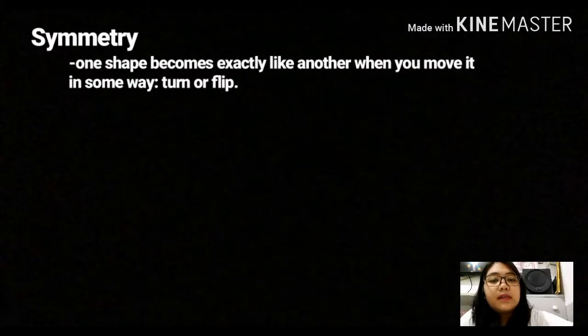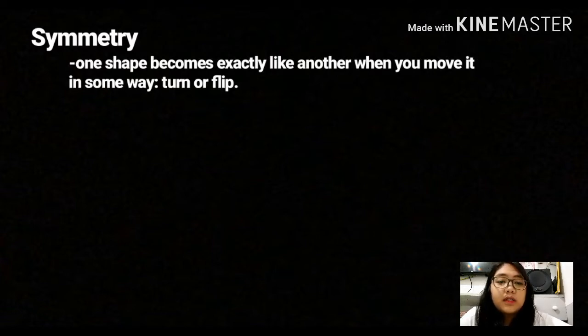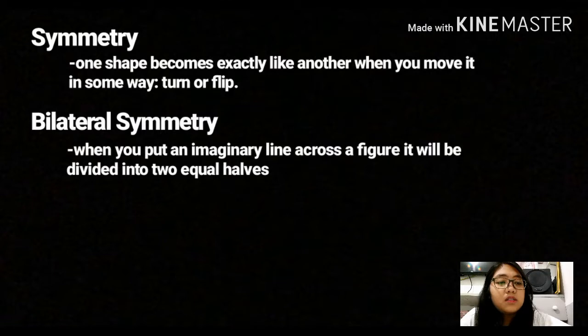Our second topic is about symmetry. Symmetry means that one shape becomes exactly like another when you move it in some way, either by turning it or flipping it. One kind of symmetry is bilateral symmetry, which is when you put an imaginary line across a figure, it will be divided into two equal halves.